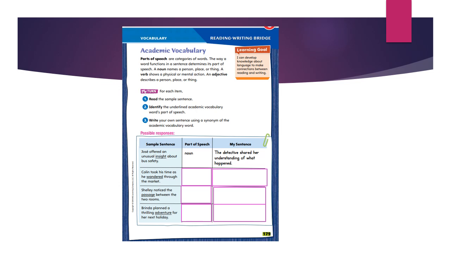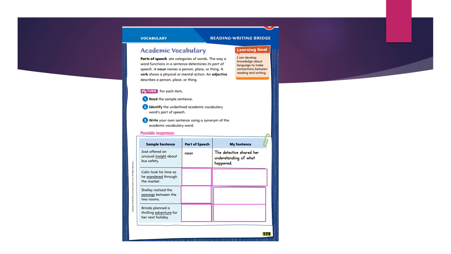Academic vocabulary. They are parts of speech, okay? The way a word functions in a sentence, like, is it a verb, is it a noun, whatever. We have sample sentences here. Jose offered an unusual insight about bus safety. So insight here is a noun, which is the part of speech, and the sentence: the detective shared her understanding of what happened. So what the student should do is to know whether it is a verb or a noun or an adjective, and then put it in a sentence.